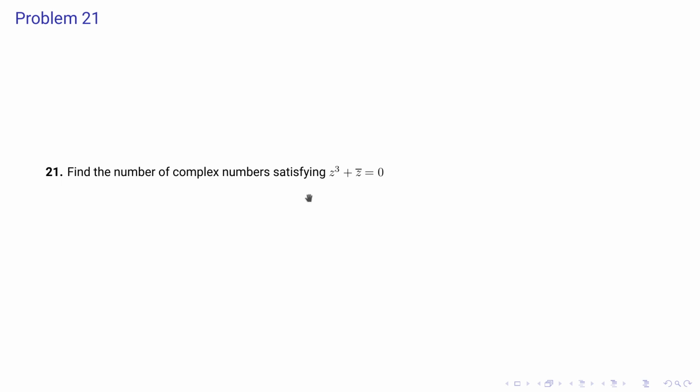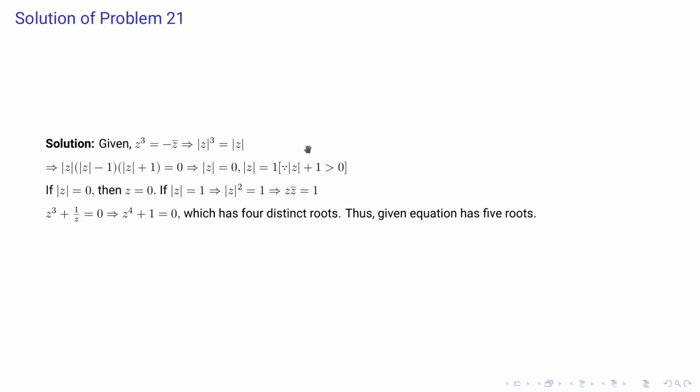Problem number 21 says find the number of complex numbers z such that z cube plus z bar is equal to 0. So we can write that z cube is equal to minus z bar because we take it to the right hand side. So we can write that mod of z cube is equal to mod of z. Now we bring mod z to the left hand side, so it becomes mod z into (mod z minus 1) into (mod z plus 1) is equal to 0.